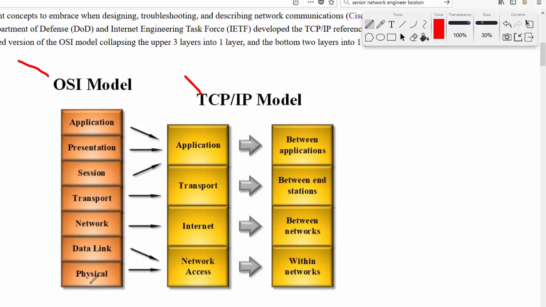Again, point of reference. And then when we're trying to explain why things are at particular layers, we're going to come over to the TCP/IP model. So here we have the layer names, and over here we have a description of those layers.